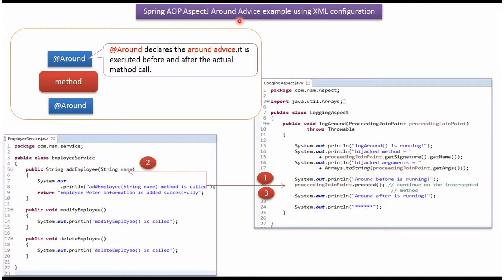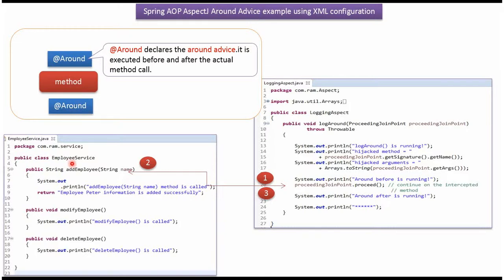In this video tutorial I will explain AspectJ Around Advice example using XML configuration. The @Around annotation declares the around advice. Around advice will be executed before the actual method call and after the actual method call.